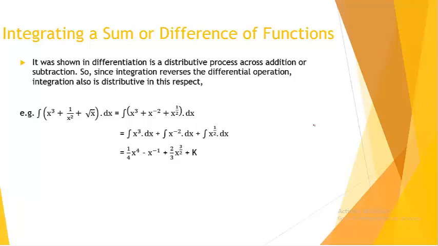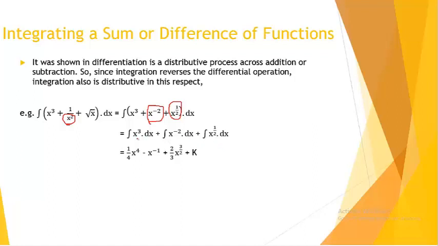So for example, integral of x^3 plus 1 over x^2 plus root of x with respect to x would give us, so we change the denominator x^2 to x^-2. So when the x^2 goes to the top, it becomes a negative power, which is x^-2. And in addition to that change, there is another change, which is root of x can be written as x^(1/2). So as the next step, we can write it down with the distributed terms, which is integral of x^3 with respect to x plus integral of x^-2 with respect to x plus integral of x^(1/2) with respect to x.